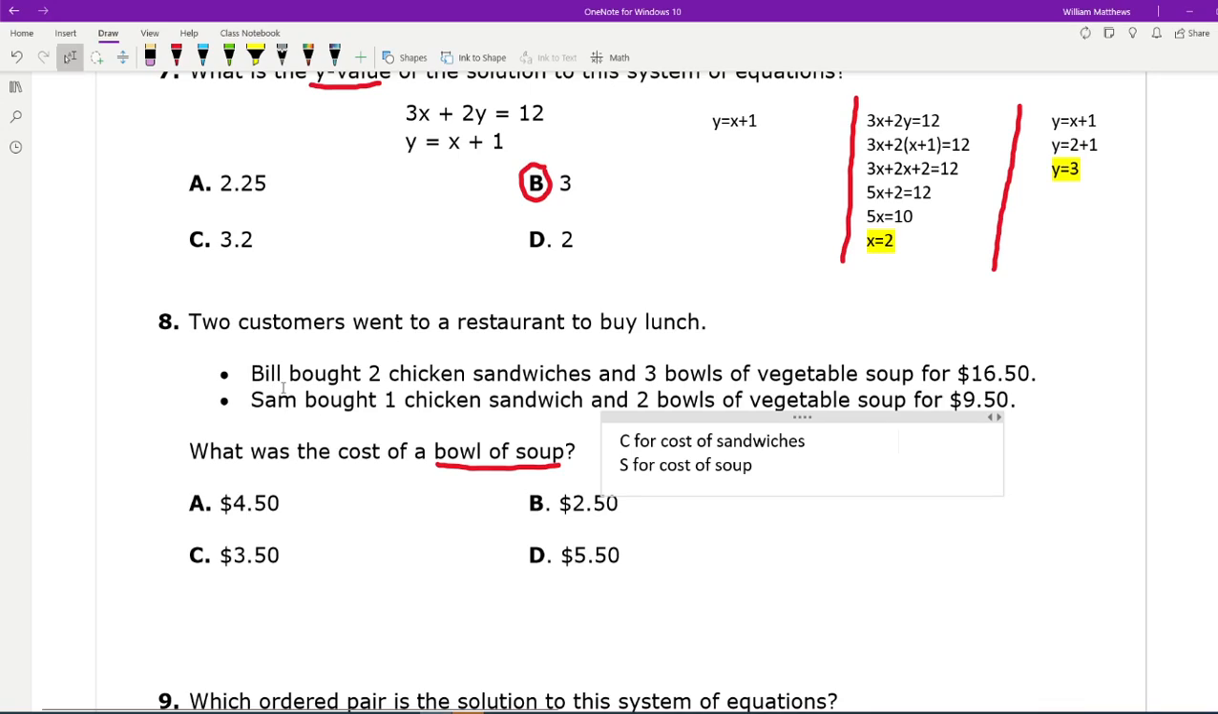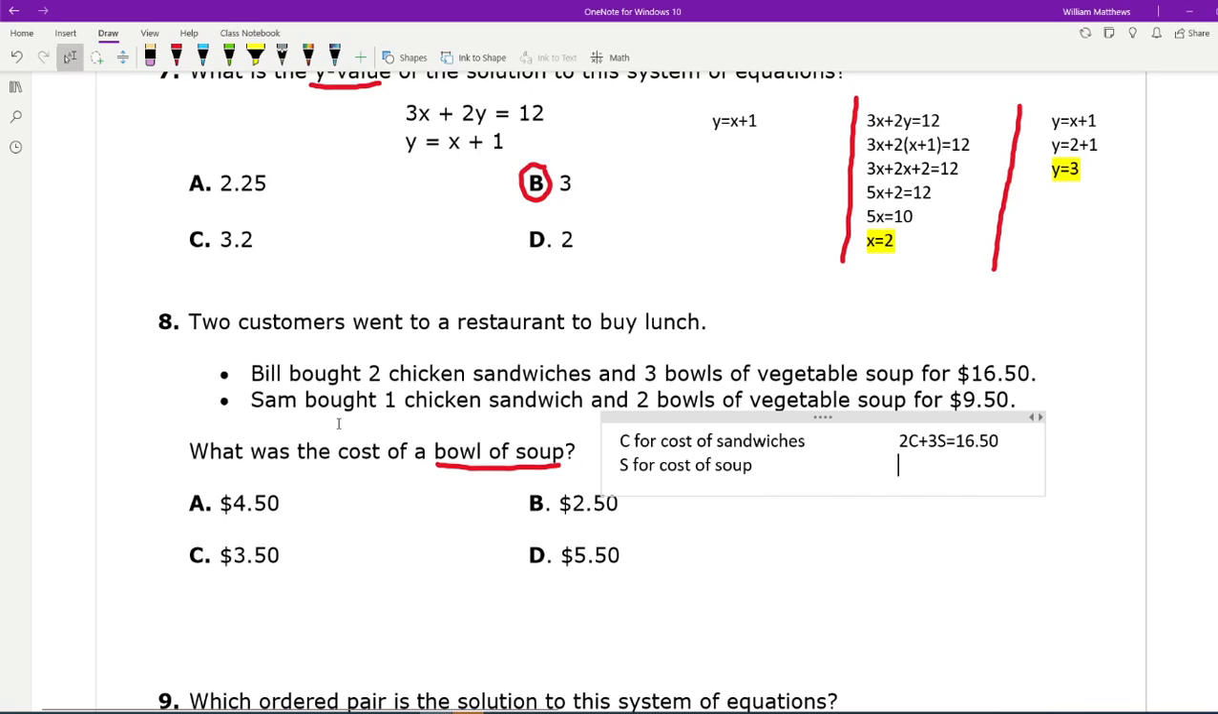One of them, it says Bill bought 2 chicken sandwiches. So 2 times however much the sandwiches cost. And 3 bowls of vegetable soup. And in this case "and" means that we're adding for a total, that's what really shows that we're adding these values, for a total of $16.50. Oops, extend that a little bit farther.